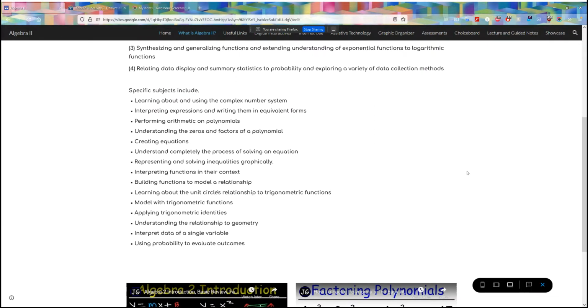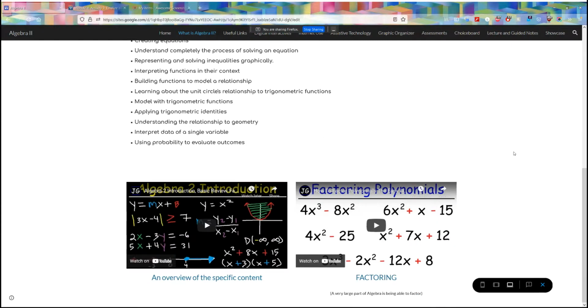Specific subjects include learning about and using the complex number system, interpreting expressions and writing them in equivalent forms, performing arithmetic on polynomials, understanding the zeros and factors of a polynomial, creating equations, understanding completely the process of solving an equation, and so on. Here we have 2 basic videos. One is based on factoring polynomials, which is a very large part of algebra, and it continues to be a very large part in algebraic manipulation in higher math. The second video here is an introduction and basic review of Algebra 2 concepts, so it's a starting point for new students.